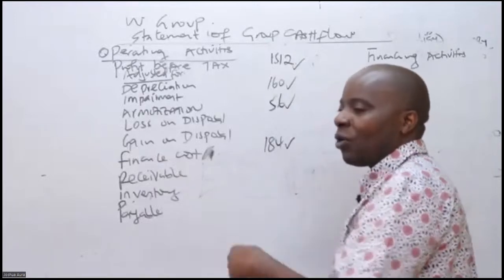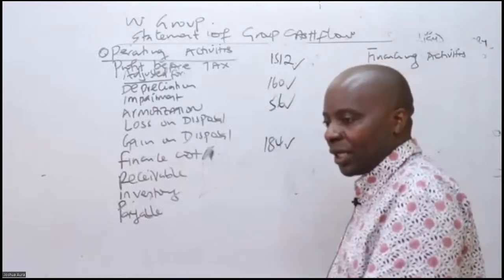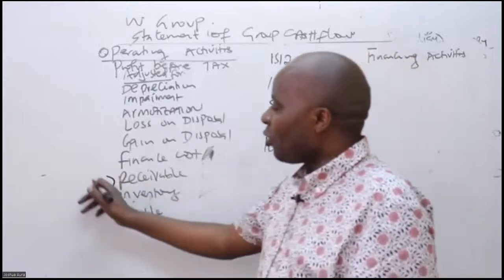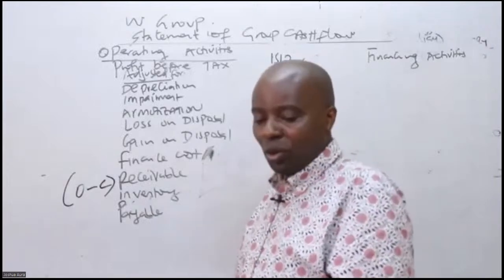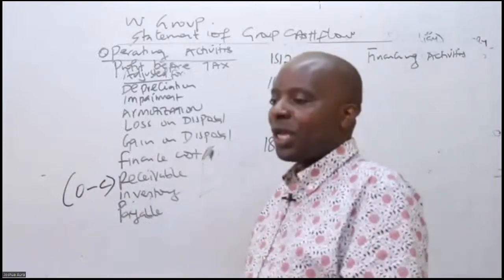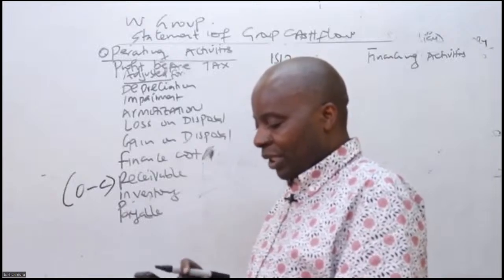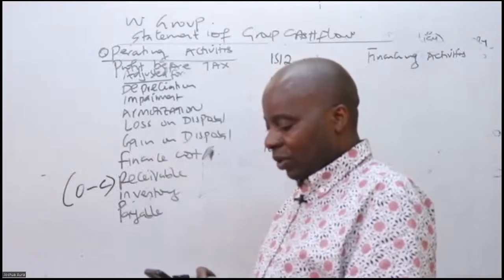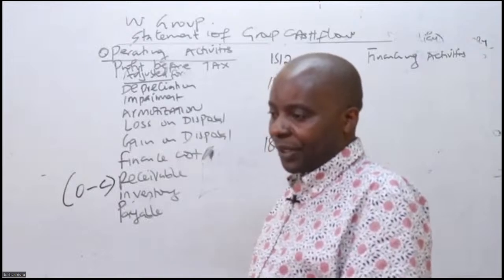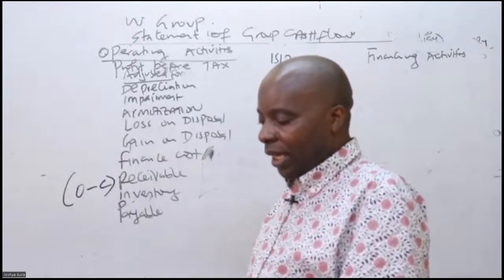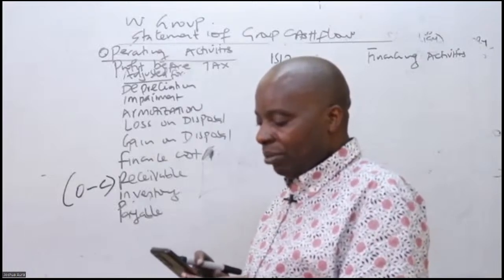Like receivable. How do I get receivable? These are working capital changes. Opening minus closing. Remember, for receivable, we normally talk of opening minus closing. So please go to your receivables. Look for opening receivables. Is there anybody who is able to see the opening receivable? Remember, 2021 is the opening year. 2022 is the closing year.